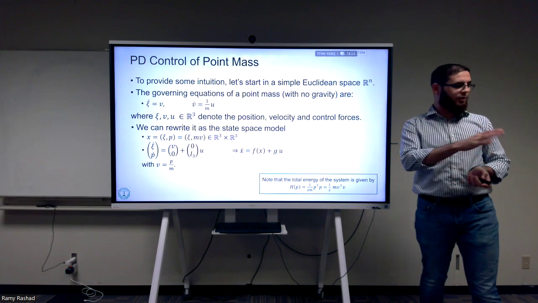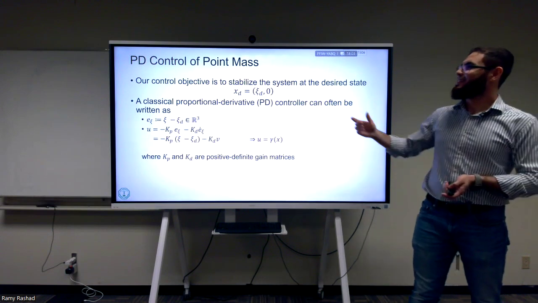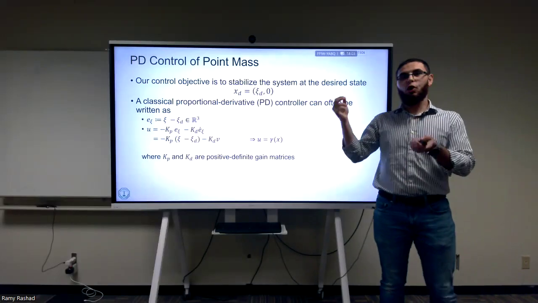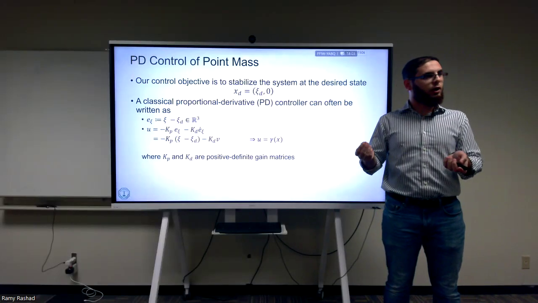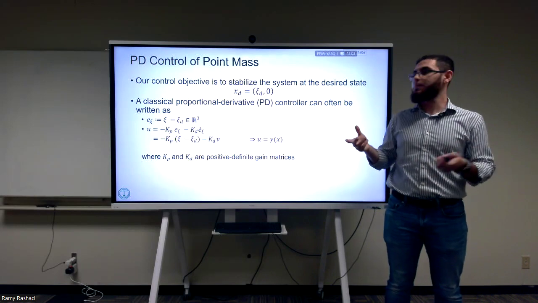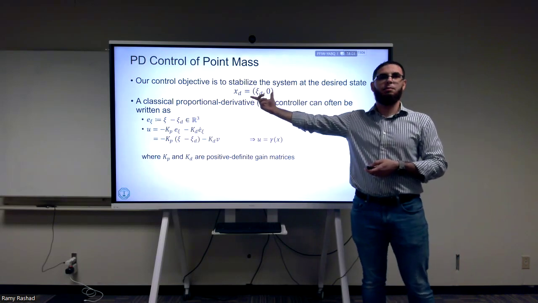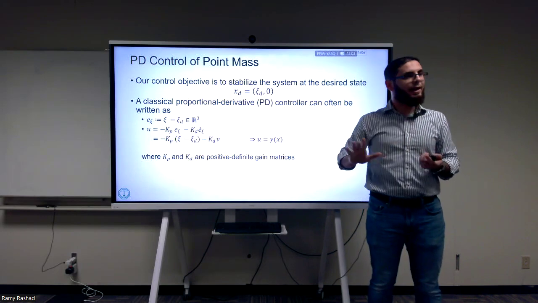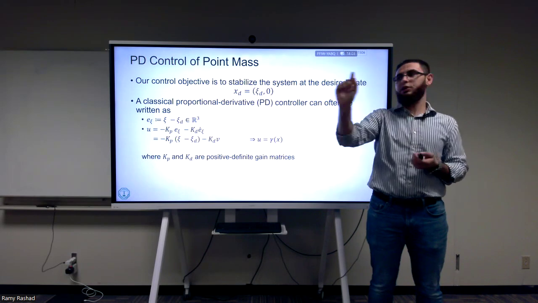Next week. Okay. So the PD control of a point mass. Our goal when we want to design a proportional derivative controller, a PD controller, is to stabilize the system at some desired state. Stabilization means I'm not going to be doing any tracking, which means I only have one configuration I want to go to.